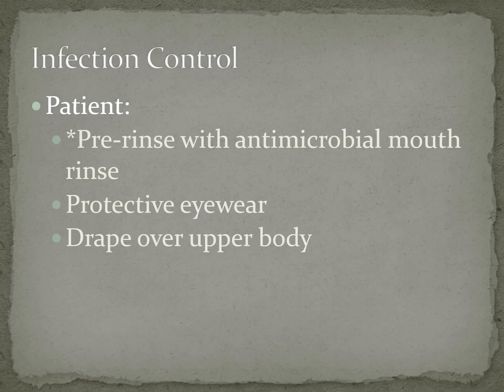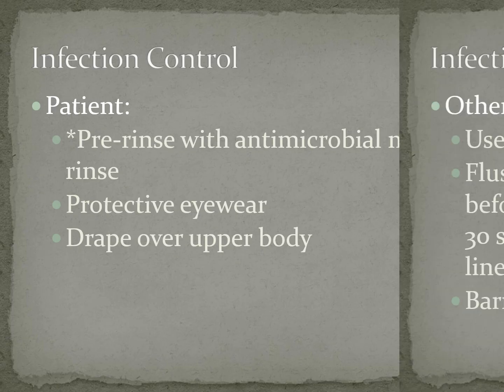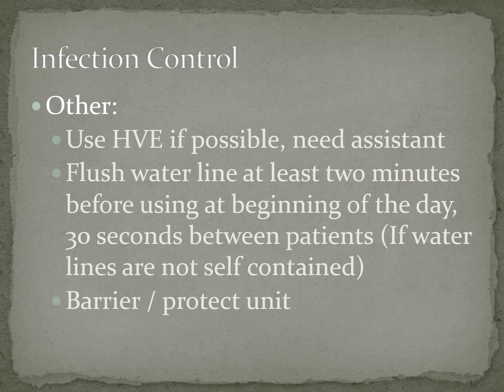Make sure your patient has protective eyewear on. And also make sure that you have a drape over them. So a drape is going to be, we can use a garbage bag. I have some plastic drapes. Water is going to drip. We don't want our patients to get their clothes wet. So make sure you put a drape, and we'll put the bib on top of that. As far as infection control, if we can use the HVE, that is the best. It's best if we have an assistant. Okay.